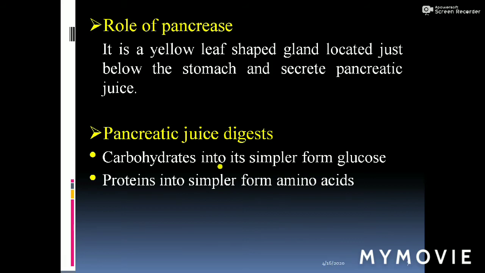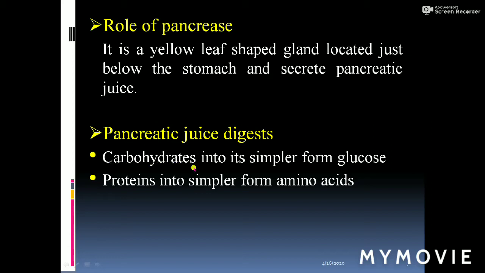Next, related to the small intestine, two organs are seen, pancreas and liver. I have shown you in the first picture, that is the digestive system of humans. So what is the role of the pancreas? It is a yellow leaf-shaped gland located just below the stomach and secretes pancreatic juice. Clear? So what is the role of pancreatic juice?